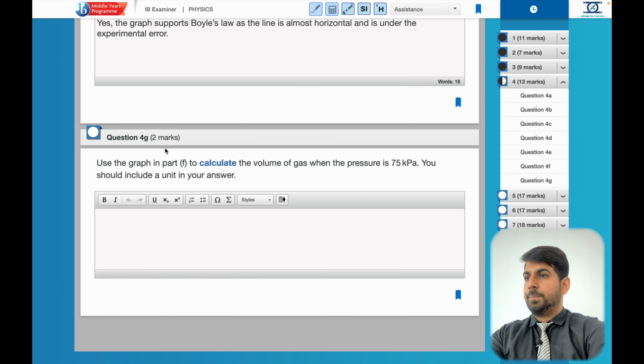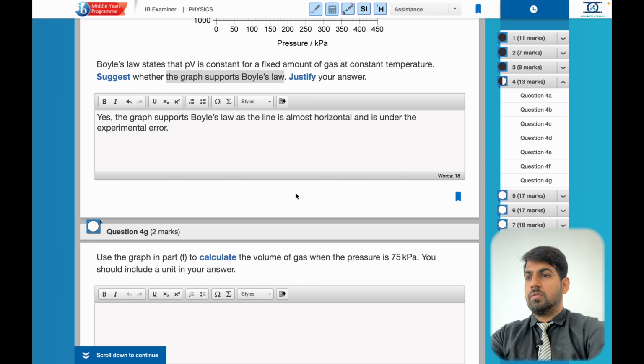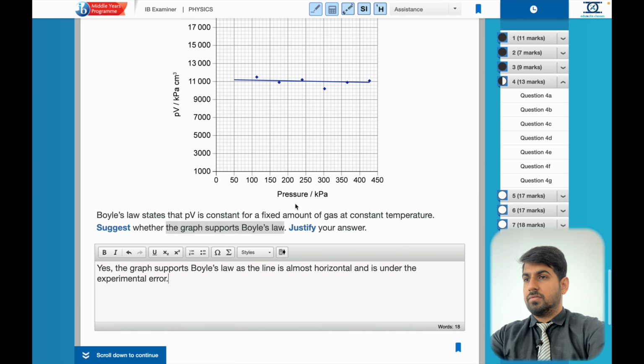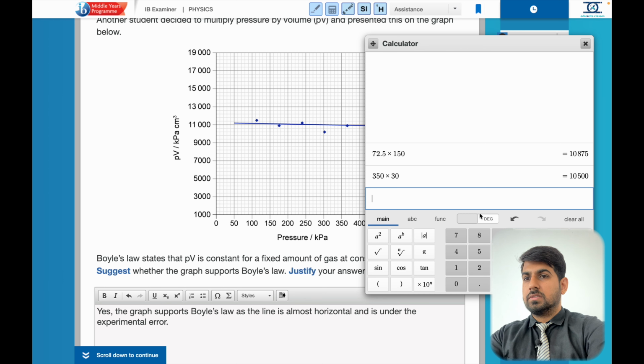Now next question 4G. Use the graph in part F to calculate the volume of gas when the pressure is 75 kilopascal. You should also include a unit in your answer. So we have to calculate the volume and the pressure is 75. If you look at this graph, the pressure at 75, this is 100, this is 50, so midway between. So this will be just in the middle of the first and the second. One division will be, this is 2000, so one division will be 5000, and it is between, so 11,250, right?